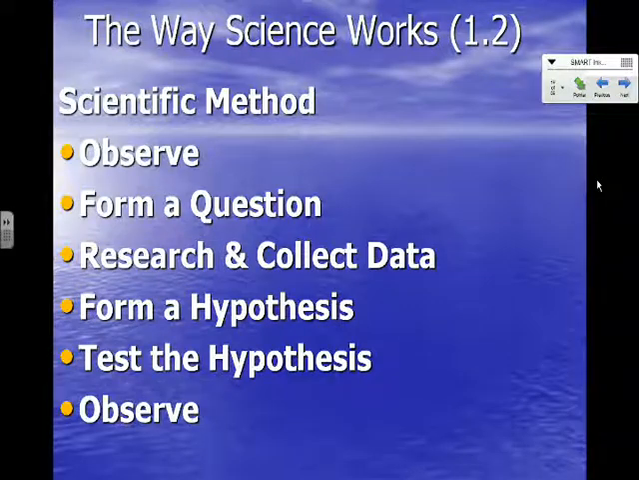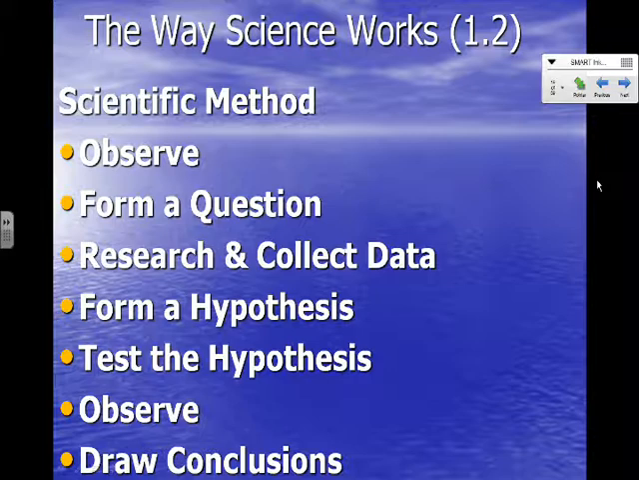Then after they test the hypothesis, they observe once again and make observations, and then they're able to draw conclusions. In the drawing conclusion section, they either reject their hypothesis, saying it was not correct, or they accept their hypothesis, saying that it was correct.